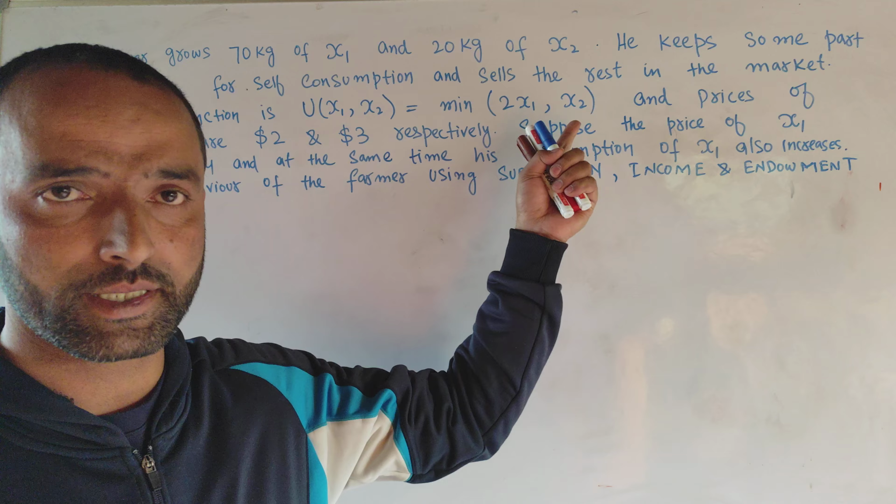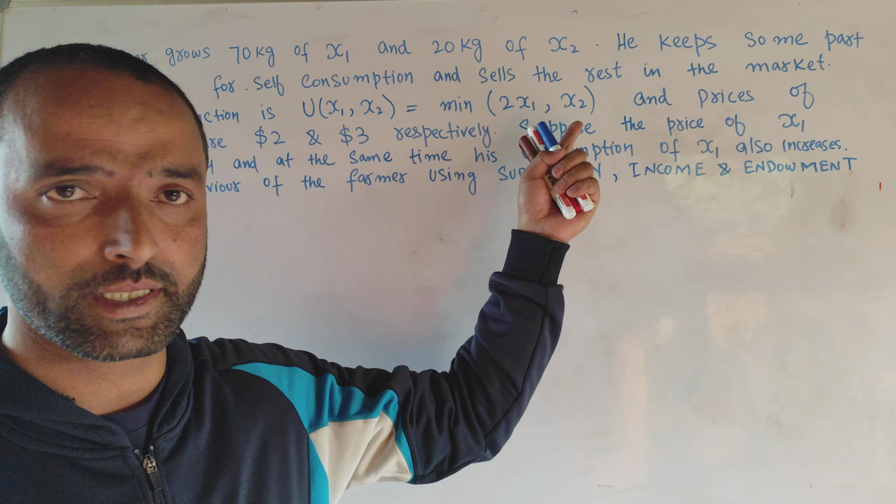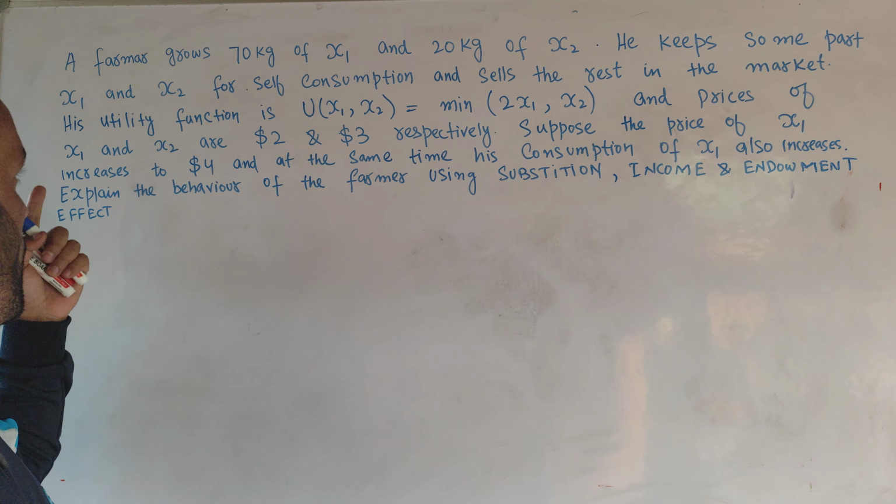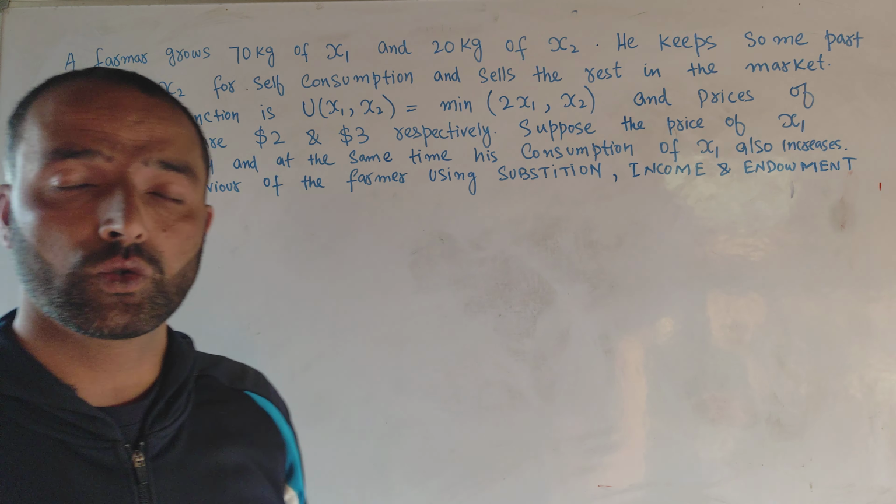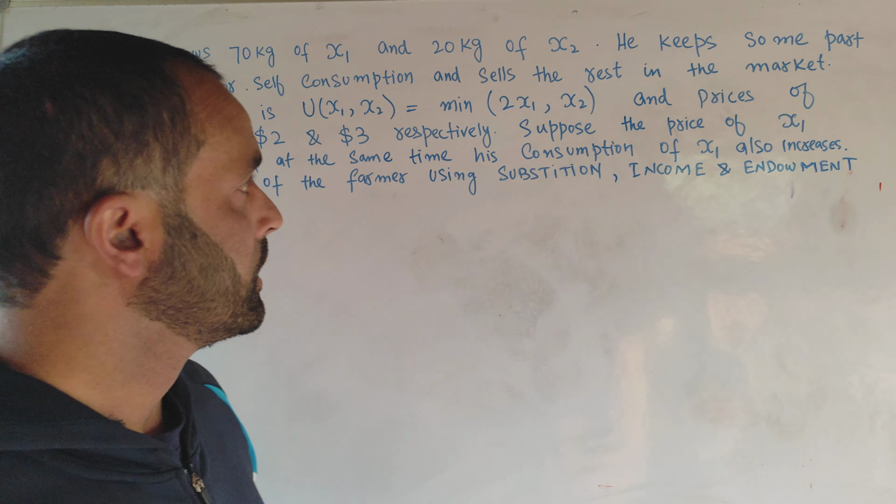The question is, a farmer grows 70 kg of X1 and 20 kg of X2. He keeps some part of X1 and X2 for self-consumption and sells the rest in the market. Also, his utility function is given: the utility derived from consuming X1 and X2 is equal to the minimum of 2x1 comma x2. We have the case of perfect complements here, and the prices of X1 and X2 are given as $2 and $3 respectively.